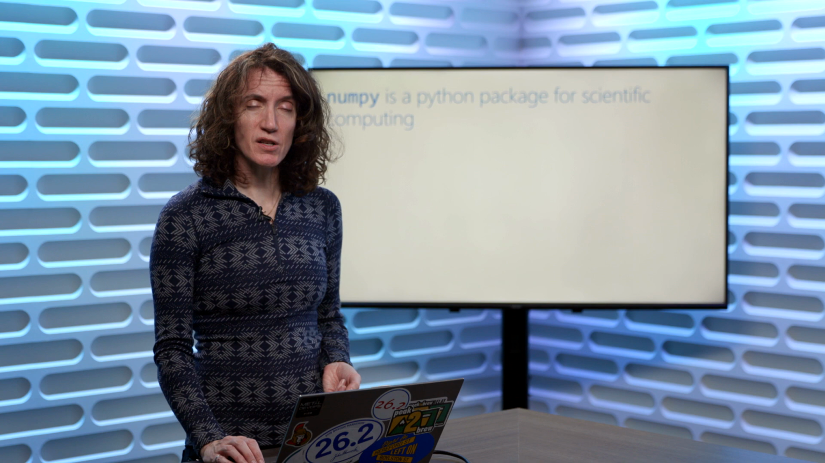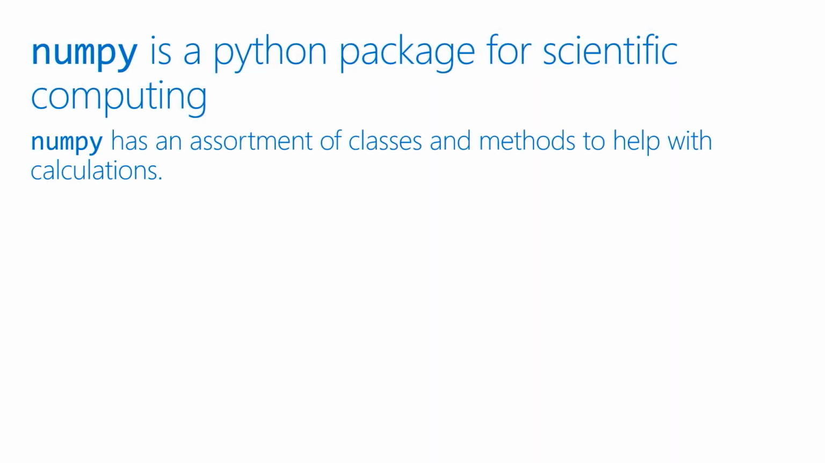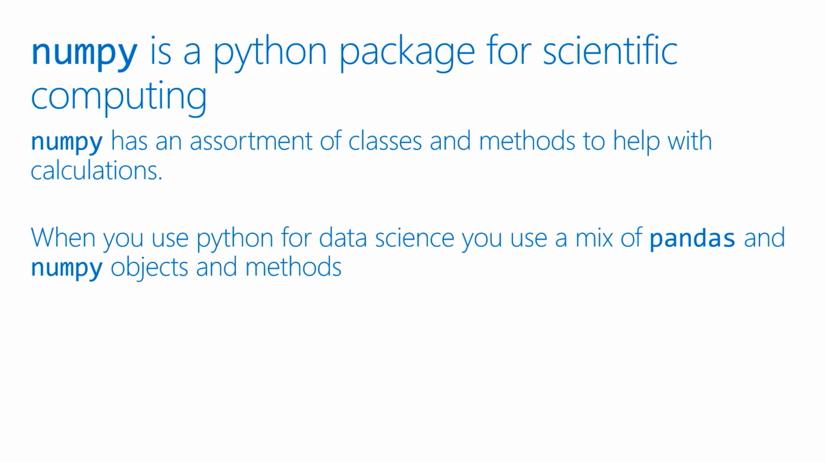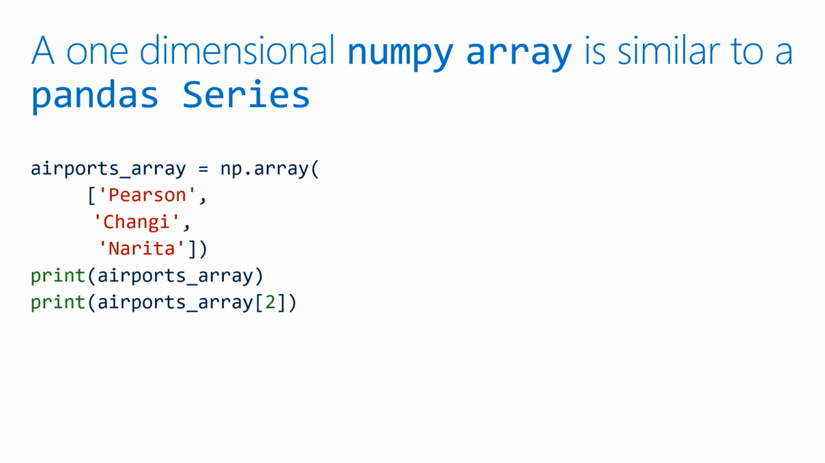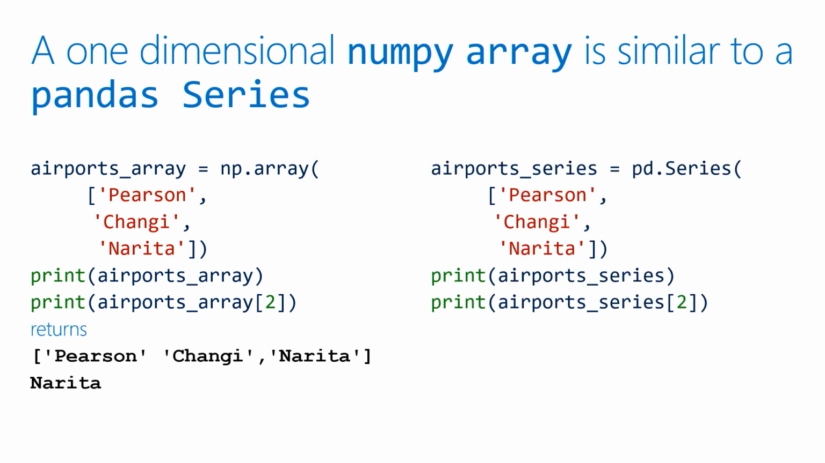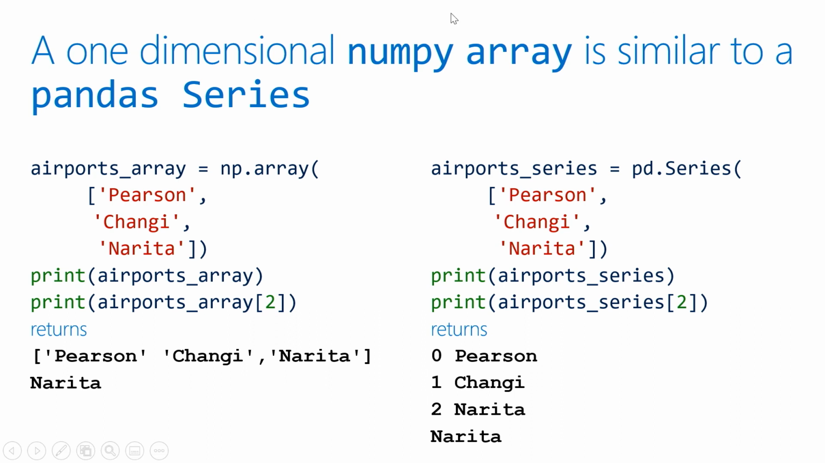It's a Python package for scientific computing used for a lot of matrix calculations. It has an assortment of classes and methods that will help you out. When you're doing Python for data science, you'll end up working with a mix of pandas objects and methods as well as NumPy objects and methods. In NumPy, you have an array. In pandas, we had a series. That's very similar to a one-dimensional NumPy array. In fact, if you compare the code for a NumPy array on the left and a pandas series on the other side, you'll see the code is almost identical. Here I can tell it's an array because I declared it as a NumPy array. Here I declared it as a pandas series, but the syntax is the same.